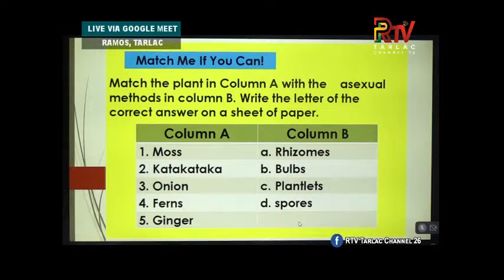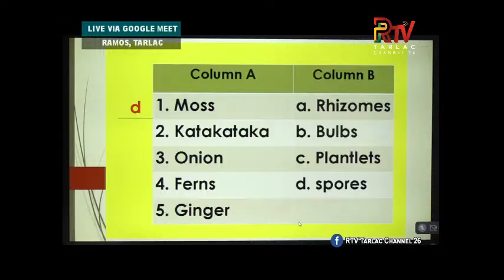For number 1, moss. What is the correct answer? Very good, kids. Letter D, spores. Spores is its asexual methods of reproduction. Number 2, katakataka. What is your answer? Excellent, kids. The answer is C, plantlets. Why? Because a new small plant will grow on the edge of their leaves.